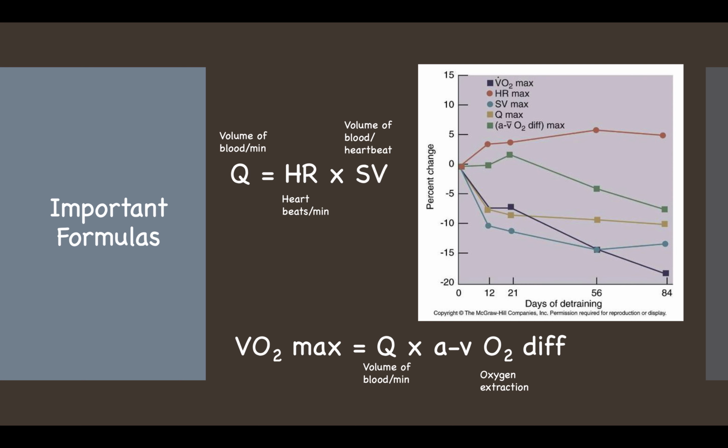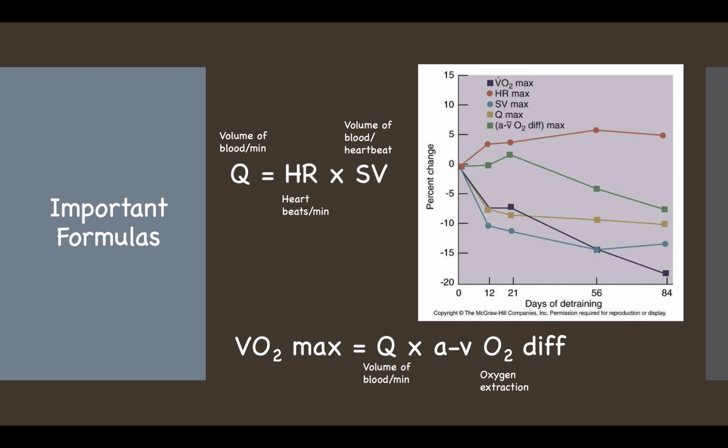And heart rate is heartbeats per minute, so it's how fast your heart is beating. And stroke volume is the volume of blood that gets pumped out with each heartbeat. So when those two variables are combined, you get cardiac output. So it's going to be volume over time.